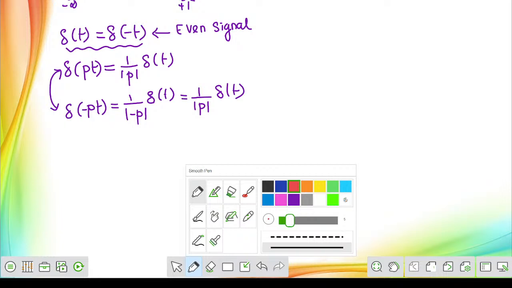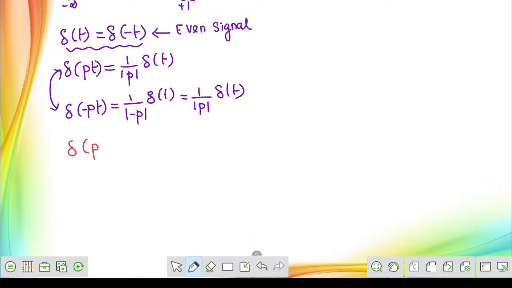Suppose it is given that del of pt plus q. If it is a shifted version, then what will be the resultant answer? Nothing, simply take the value of p outside. So it can be written as 1 by mod p and del of t, and the new location, if you are taking p outside, will become t plus q upon p. This will be the resultant representation of the impulse function. That is another most important property.